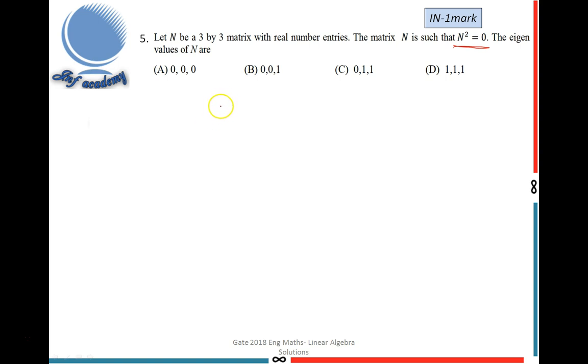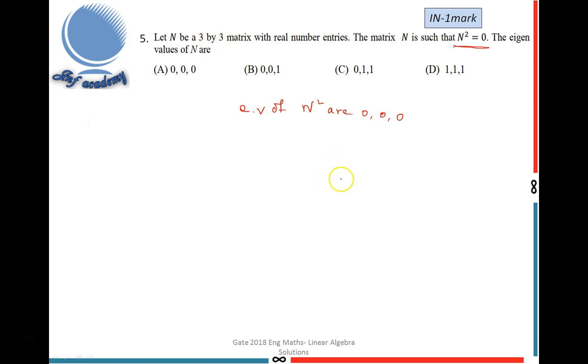So here, given N squared equals 0. Clearly, the eigenvalues of N squared are 0, 0, 0, because N squared equal to 0 means all the entries are 0. So immediately I can say the eigenvalues of N squared are 0, 0, 0, because N is a 3 by 3 matrix.